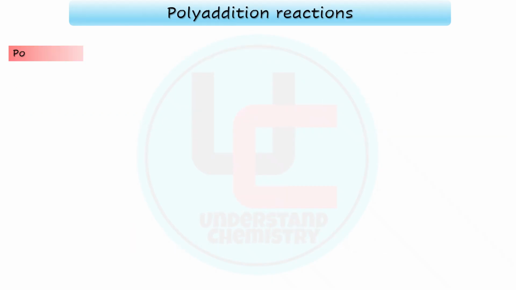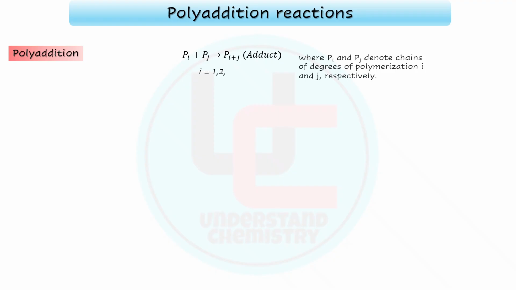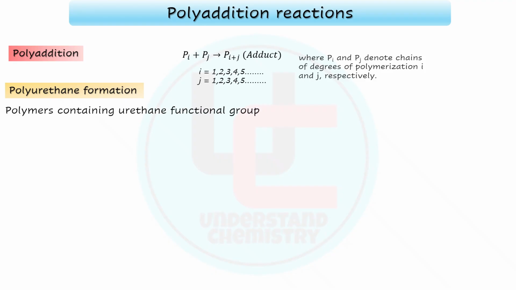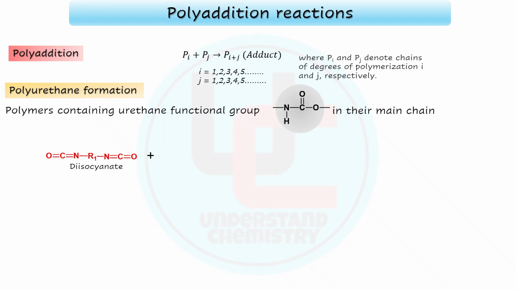As shown before, in polyaddition reaction, the reacting species Pi and Pj are combined to produce polymer without releasing any byproduct. In this equation, Pi and Pj denote chains of degree of polymerization i and j respectively. Now, let us talk about polyurethane formation, which is an example of polyaddition reaction. Polyurethanes are the polymers containing urethane functional group in their main chain. Polyurethane is formed by reaction of diisocyanate and diol.